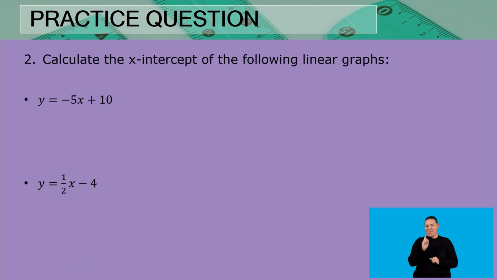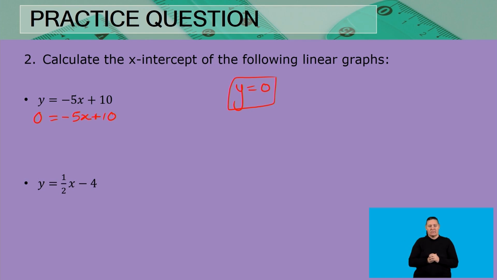The next question says, calculate the x-intercept of the following linear graphs. Remember, for the x-intercept, y = 0. All the points that are on the x-axis have y = 0. So even when calculating the x-intercept, we know that y = 0. When y = 0, we are left with 0 = -5x + 10 for this first equation of y = -5x + 10. So we've substituted 0 in the place of y.